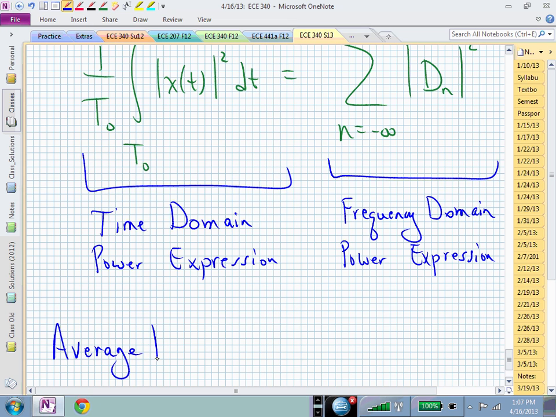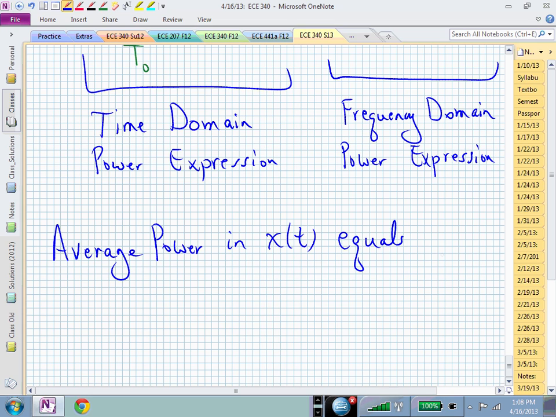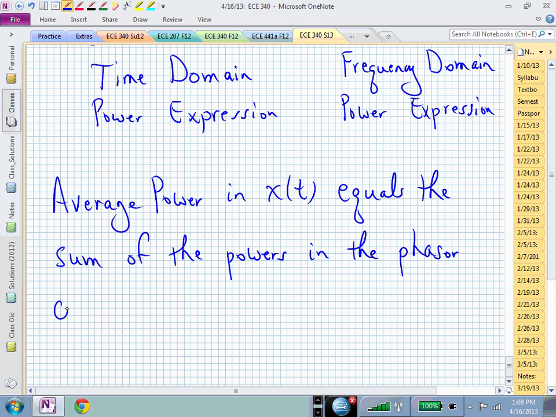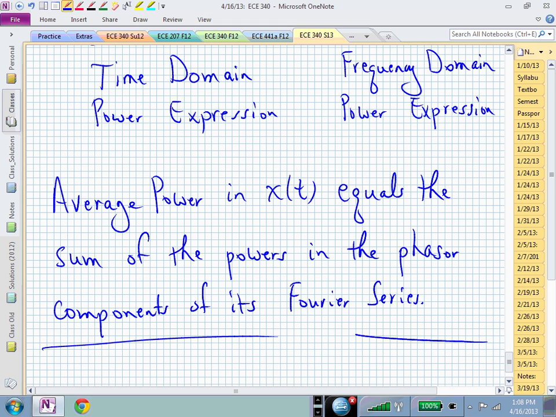Meaning we can now say that the average power in x of t, and x of t is periodic by assumption in this argument, that average power equals the sum of the squared powers in the complex phasor components of its Fourier series. Questions on that?